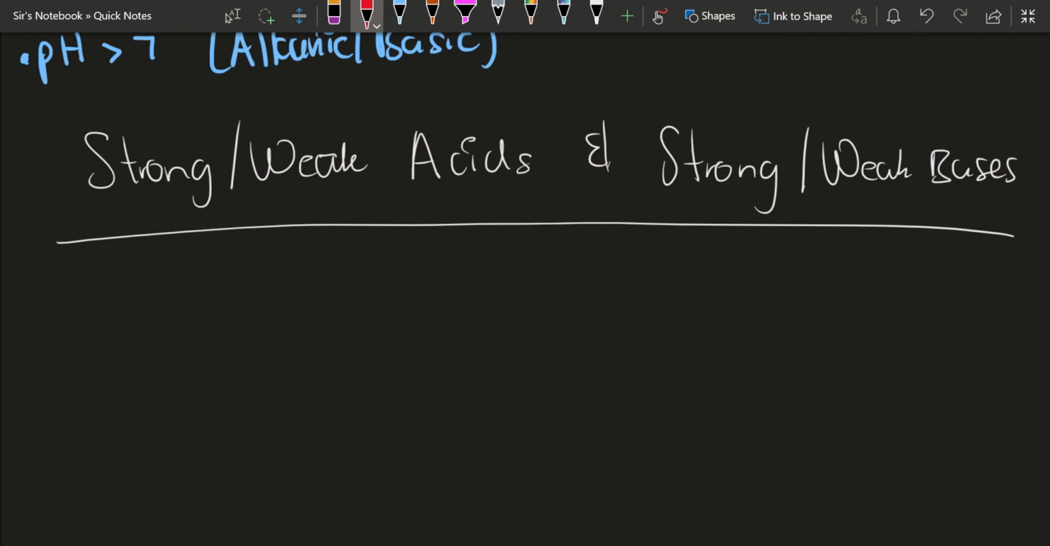So what is a strong acid? A strong acid, by definition, is an acid that ionizes completely. It ionizes fully, right? So a strong acid is an acid that ionizes fully or completely. And obviously, a weak acid would be the opposite of that, right? It does not ionize fully.